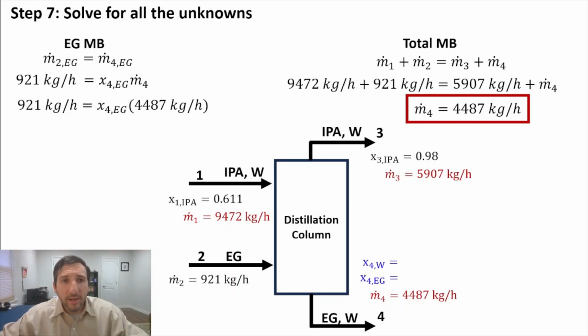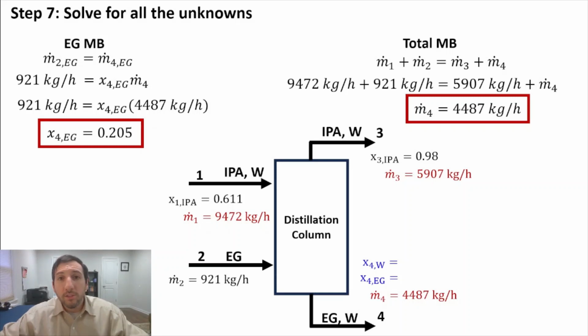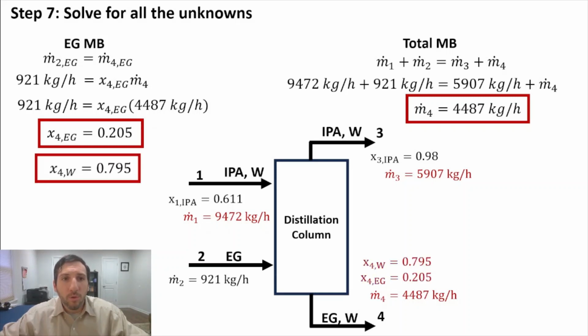And so if I rearrange everything, I'll find that X4 ethylene glycol is equal to 0.205. That's great. And now that I know my ethylene glycol mass fraction, I can do 1 minus X4 ethylene glycol to solve for my X4 water. And by doing that, we find out that X4 water is equal to 0.795. And now we have solved for all our unknowns. We have finished the entire problem.